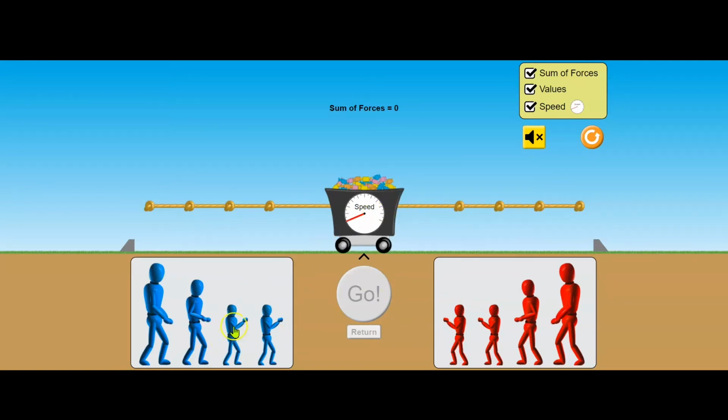So there is a blue team which is going to pull on the left and a red team which is going to pull on the right. The cart will measure the speed as they pull. And we'll also be able to see if the forces are balanced or unbalanced. So if the sum of the forces is 0, that means that all the forces are balanced on the system, or on this cart here. So if I put one person on the blue team, you will see that that changes that sum of forces, meaning we don't have balanced forces anymore. We have an unbalanced force that's pulling to the left with 50 newtons.